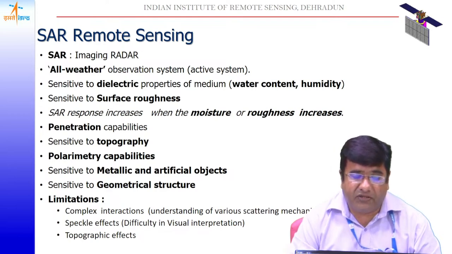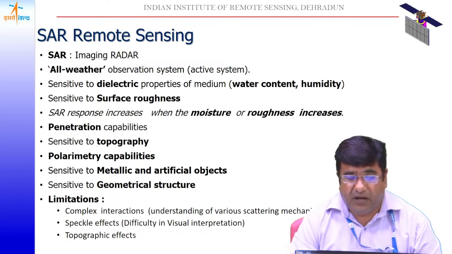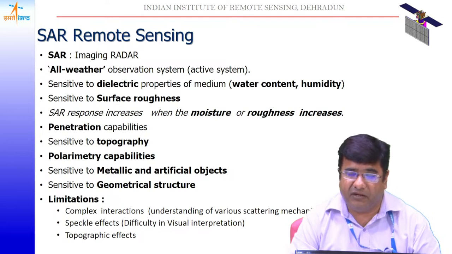The limitations are that it has complex interactions, meaning we should have a proper understanding of the different scattering mechanisms in the physics. And speckle is a type of noise in the image, which affects the SAR image. It also has distortions when topography is there. If we acquire the data, initially it has geometrical distortions, but with some processing we can remove those topographic effects by the process of terrain correction and geolocation.